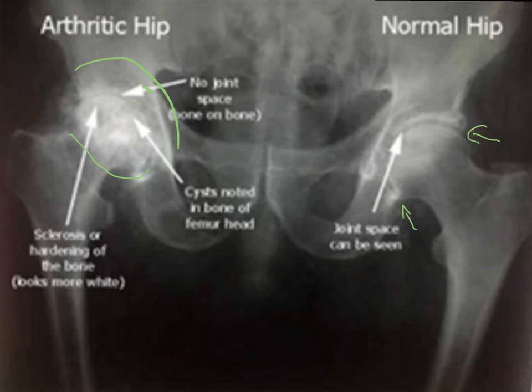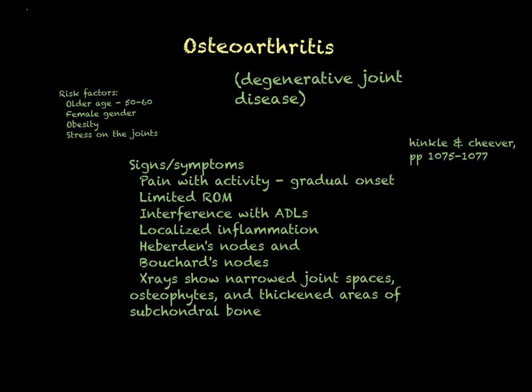Okay, and additionally, you might see some joint effusion, but not usually as much as you would see in other joint disorders. And there's no fever, there's no abnormal white count. It's really, you're just seeing localized joint damage.